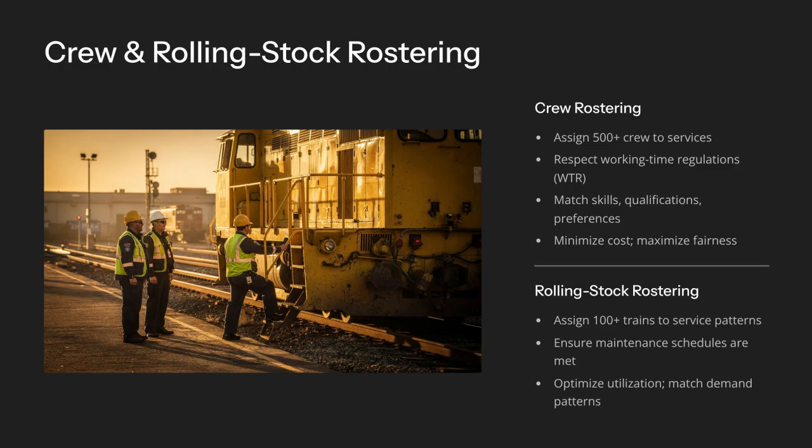Both of these problems, crew rostering and rolling stock rostering, share the same fundamental character. They're complex combinatorial problems. There are many possible valid assignments. The constraints interact in ways that aren't always obvious. And when something goes wrong, a crew member calls in sick, a train is taken out of service, the entire roster may need to be revised quickly, under pressure, without violating any of the rules in the process. That's an extraordinarily difficult thing to do manually at speed. This is where AI brings very concrete value.